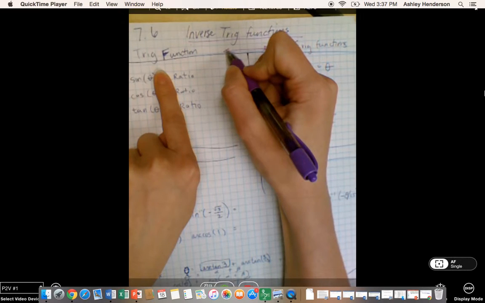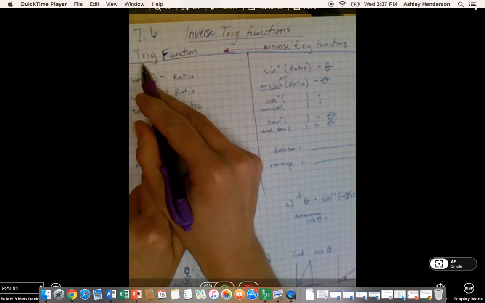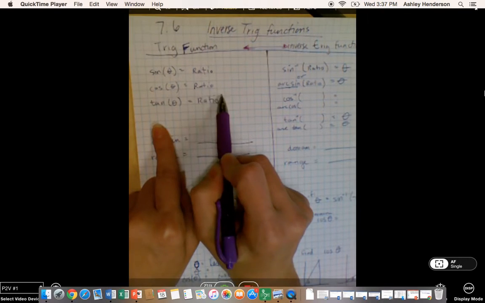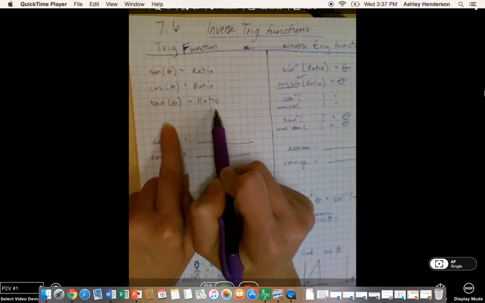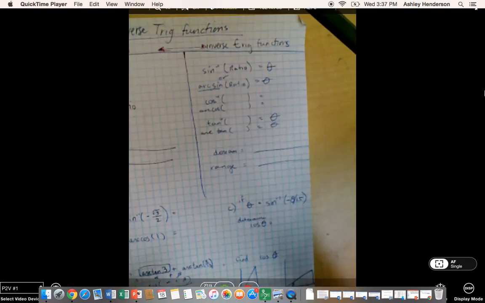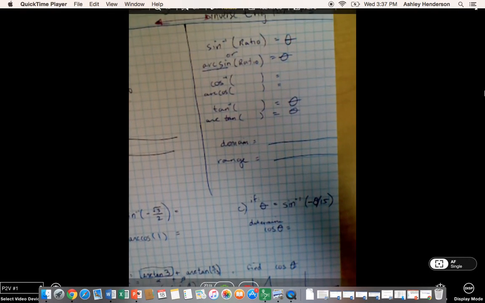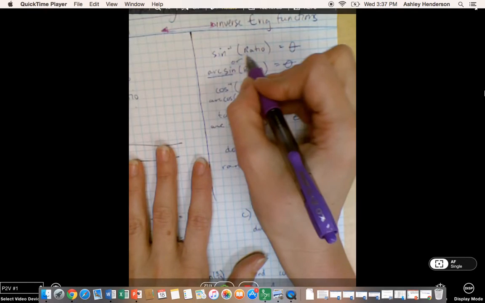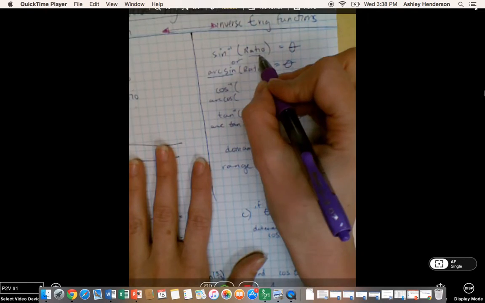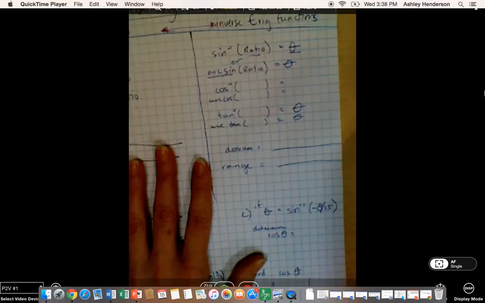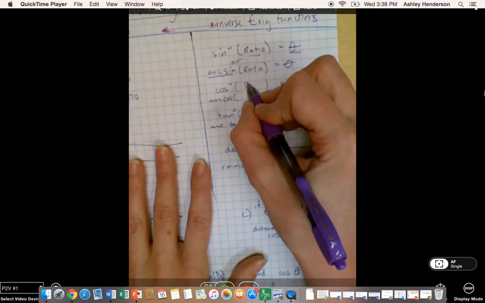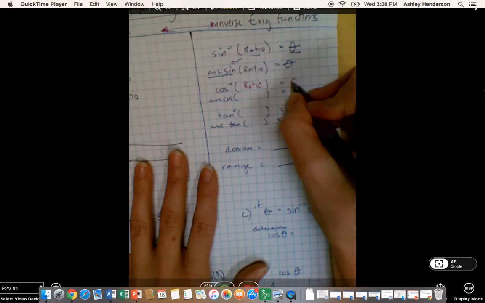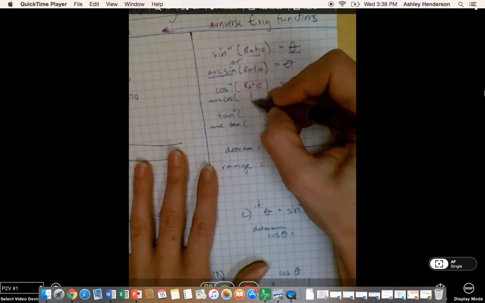A quick review. Trig functions: sine of an angle outputs a ratio. Input angle, output ratio. Inverse functions, we're looking at the domain and the range being flipped. So on the arc sine, I'm going to input a ratio and output theta. Same thing for cosine: input a ratio and output theta. And that's a true statement all the way through.